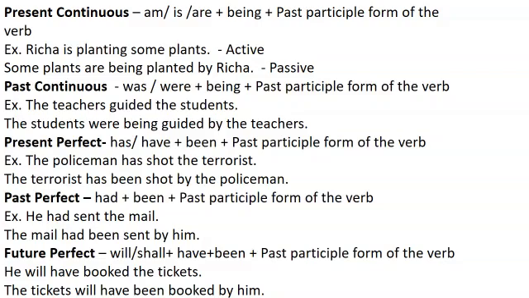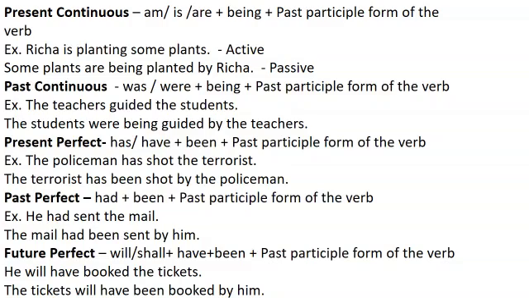In the same way, in past continuous tense, the structure will be was, were plus being plus past participle form of the verb. Active voice, the teachers guided the students. When it changes into passive, the students were being guided by the teachers.